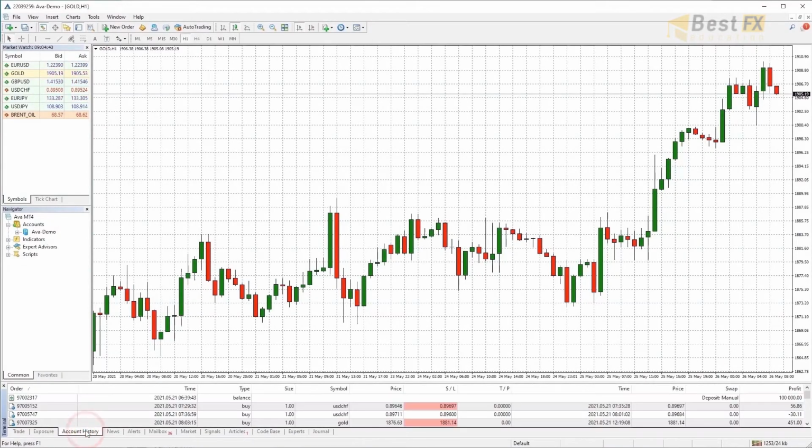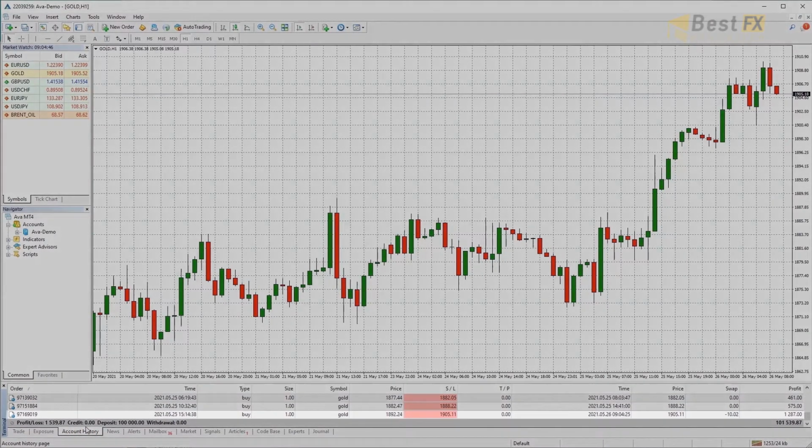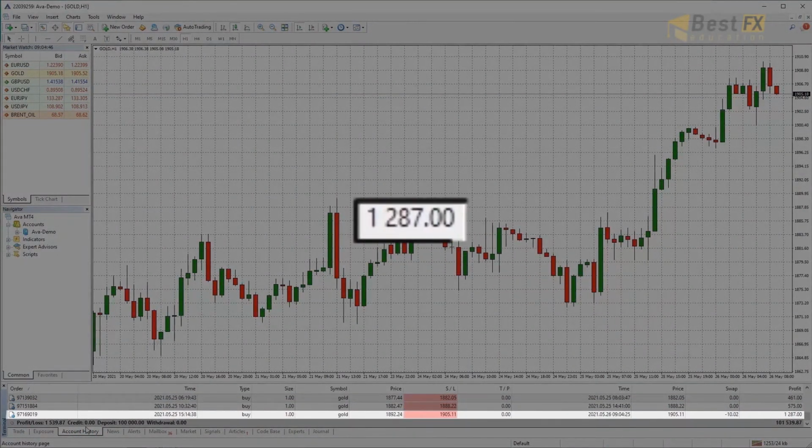Let's look at the account history. As you see, our position closed with a profit of $1,287 US. You also can benefit from trailing stop if you think that prices will continue a trend for a while. Let's move to a next lesson.